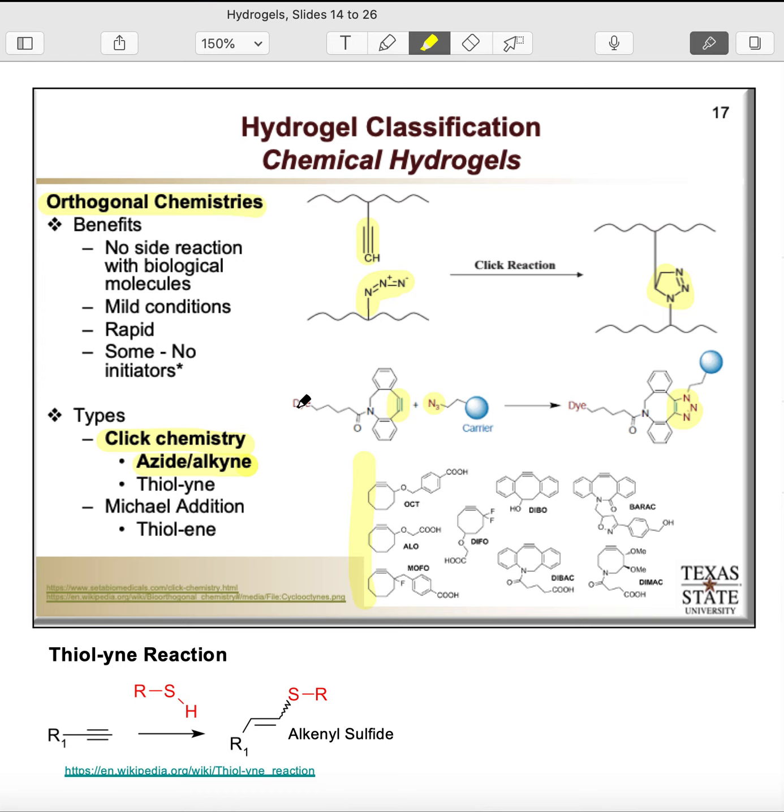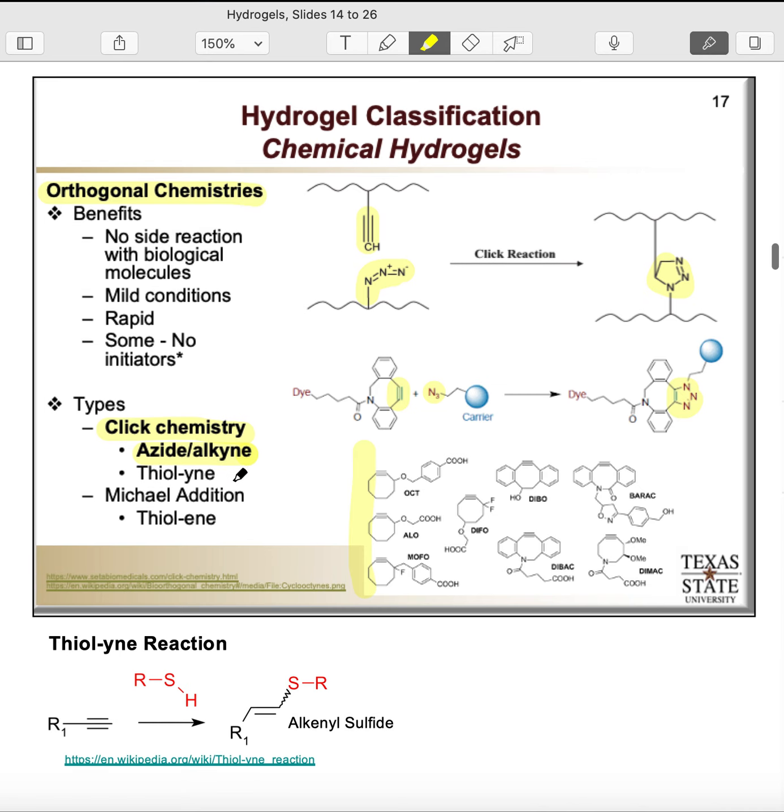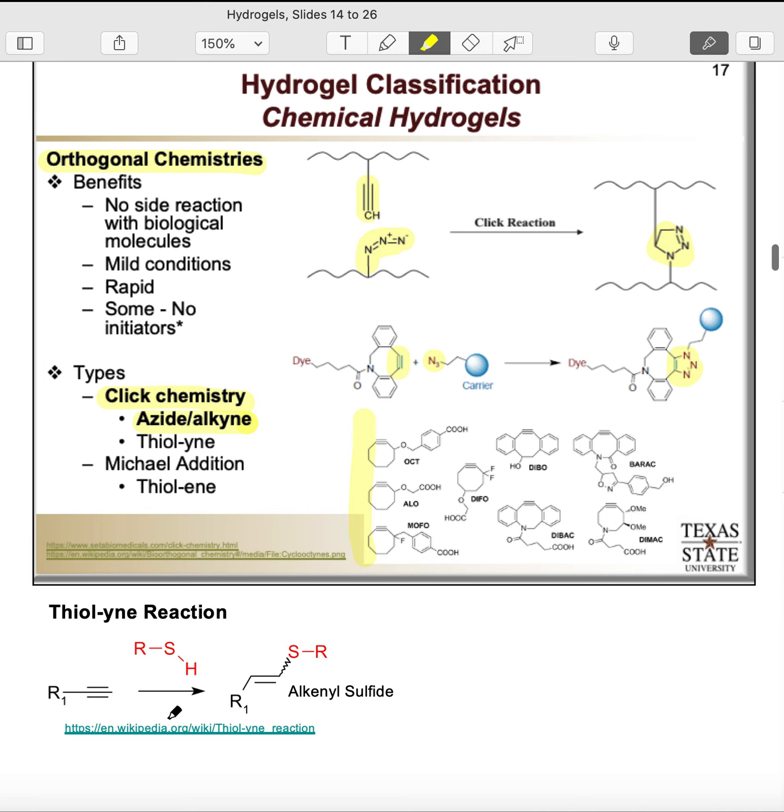In this particular case, I'm showing the reaction of a diazide with a carrier, but imagine that this would be one polymer chain versus another polymer chain that we're trying to cross-link. All right, so that's azide-alkyne chemistries. Another type of click chemistry is this thiol-yne chemistry, and that's shown here at the bottom.